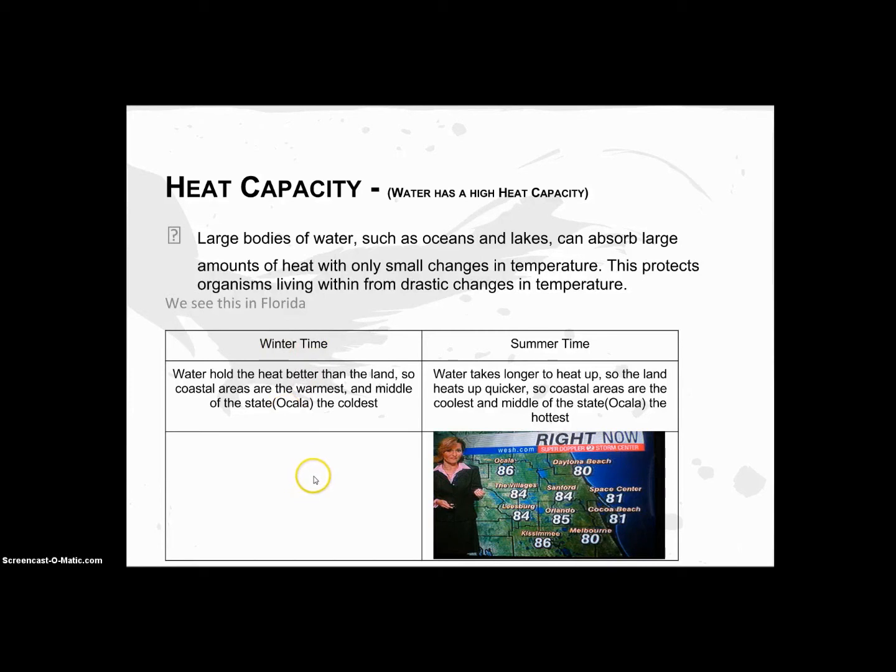The water holds the heat better than the land, so that our coastal areas tend to be the warmest, and the middle of the state, like Ocala, tend to be the coldest. In the summertime, just the opposite takes place. The water takes longer to heat up, and the land heats up quicker, so the coastal areas are cooler, and the middle of the state is actually the hottest. And you can see this in this little diagram here from Channel 2.